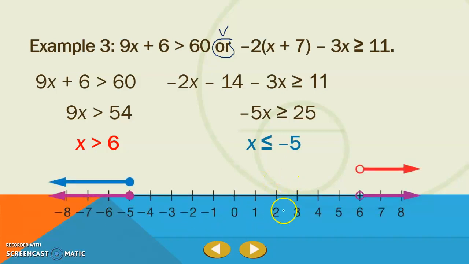X is greater than 6 is over here in red on the right, and x is less than or equal to negative 5 is over here on the left in blue. And the union is both of the pieces put together. So we have to have this purple part here and this purple part here. And that shows our union of the two sets. And our answer then would be x is less than or equal to negative 5 or x is greater than 6.